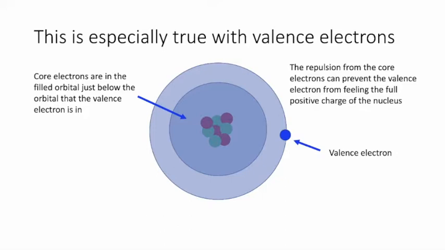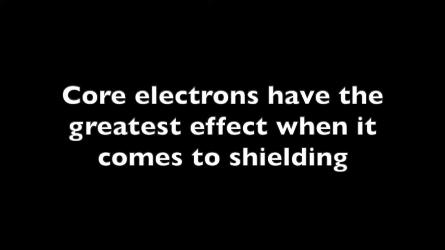nucleus. Now, valence electrons can shield each other a tiny little bit because electrons are going to repel each other no matter where they are. However, the core electrons are the ones we are most concerned about. They are our key players. So when you think about shielding, focus on those core electrons. Now, all of this attraction and shielding adds up to something we call effective nuclear charge.